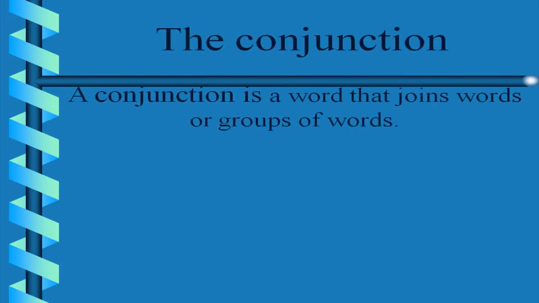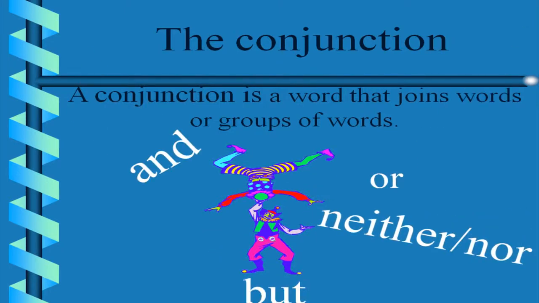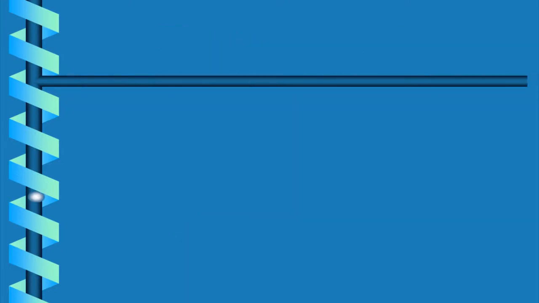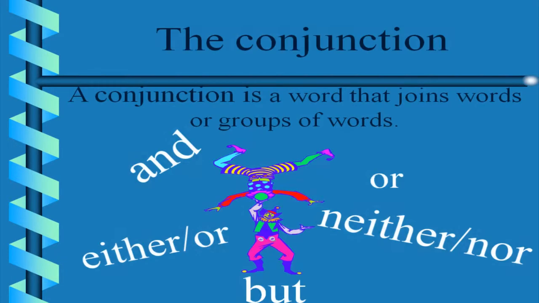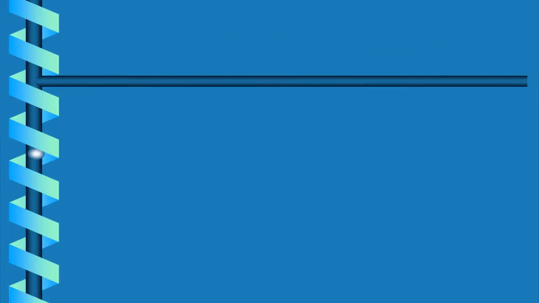Now next is conjunction. A conjunction is a word that joins words or group of words. Example: and, either or, neither nor, but. For example, Jay saw a dog on the road and decided to adopt the dog, so he brought the dog home. Here and, so are conjunctions which are used to join the sentences and show the relation between them.